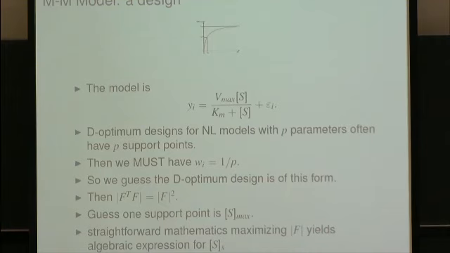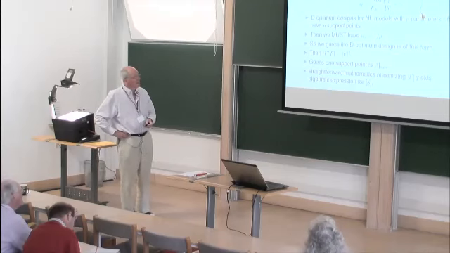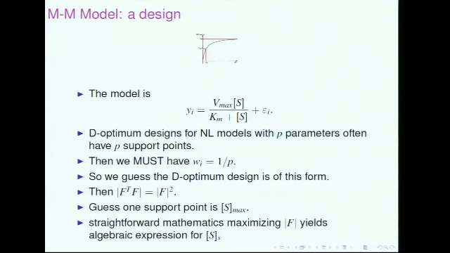D-optimum design, this is typical of the methods that are sometimes used and that will be used in our more complicated models. So D-optimum designs for nonlinear models with p parameters often have p support points, the number of parameters. If that is the case, then we will have equal weight at each of the design points. So you could guess that the D-optimum design is of this form. Then the determinant has this simple form here because it's a p by p matrix. So the algebra is quite simple.